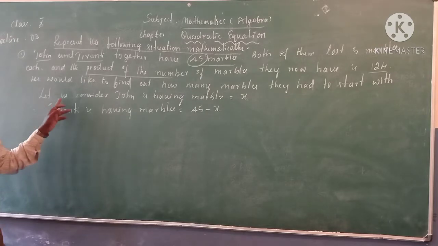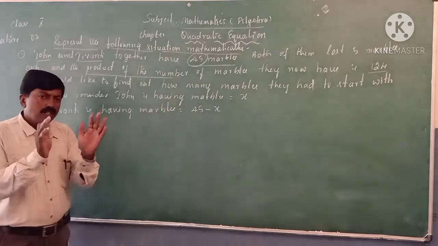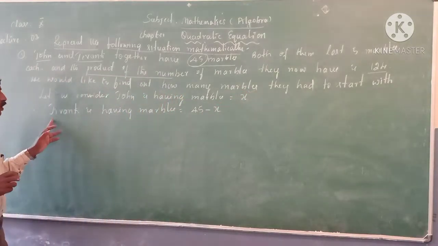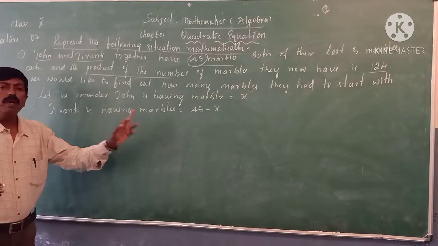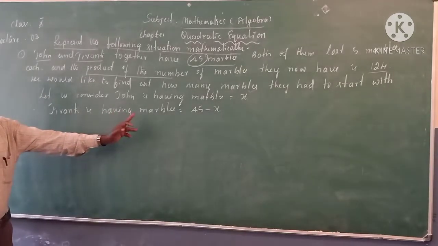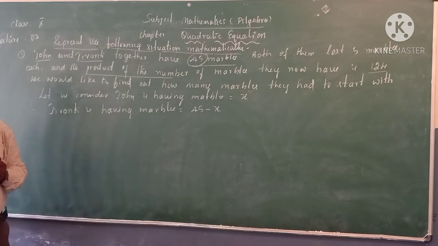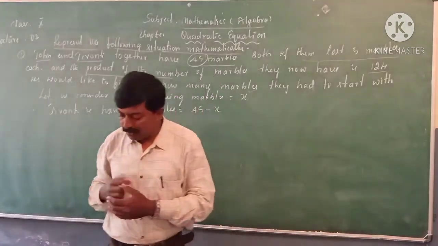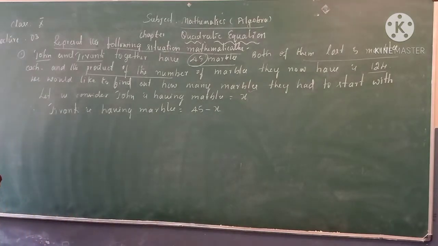Remember once again, we have considered John possesses some marbles, call it x marbles. Therefore, Jeevanti is having 45 minus x marbles. Now read this statement. Both of them lost 5 marbles. Very interesting one. So John lost 5 marbles, and Jeevanti also lost 5 marbles.